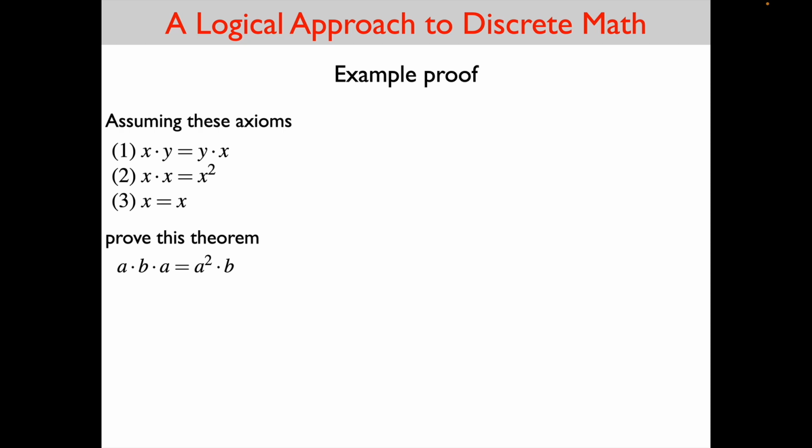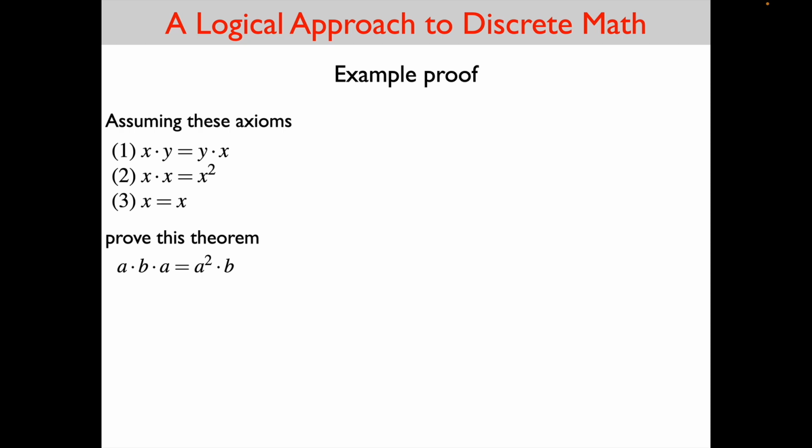We are going to assume these axioms, numbered 1, 2, and 3. Axiom 1 is x times y equals y times x. Axiom 2 is x times x equals x squared. And axiom 3 is x equals x. All right, so we're going to assume that these are axioms, and we want to prove this theorem: a times b times a equals a squared times b.